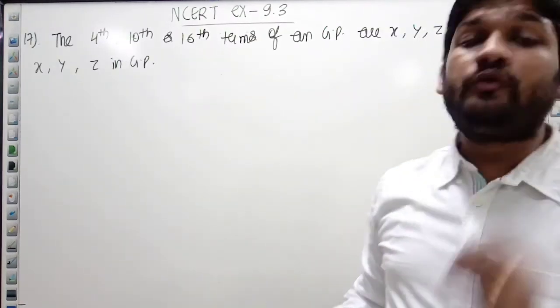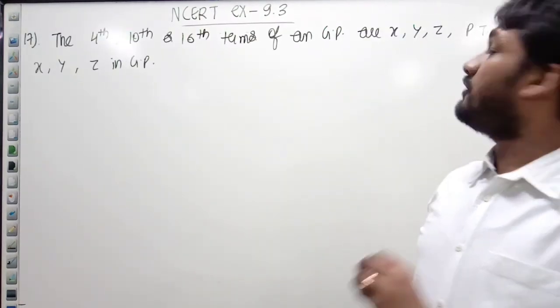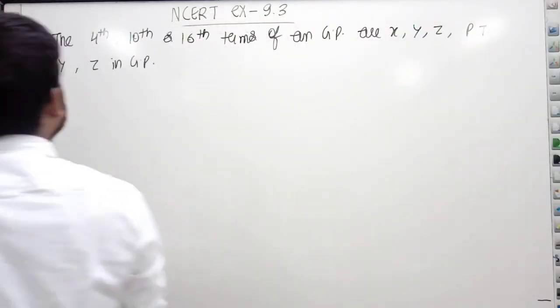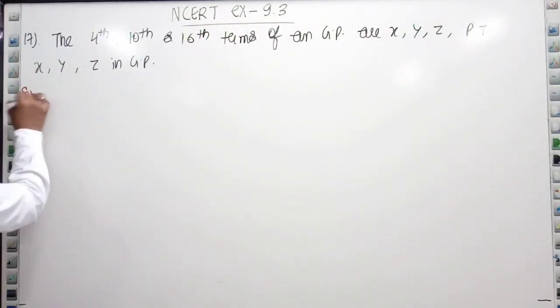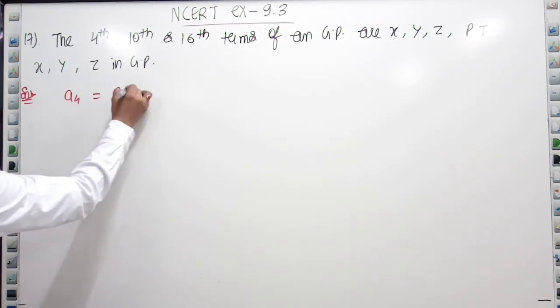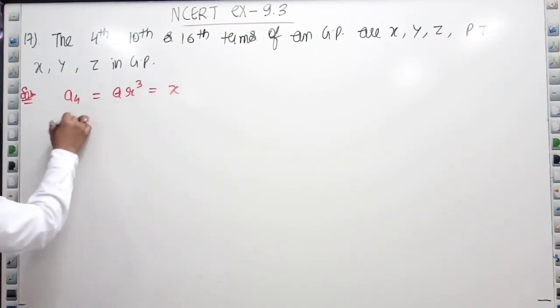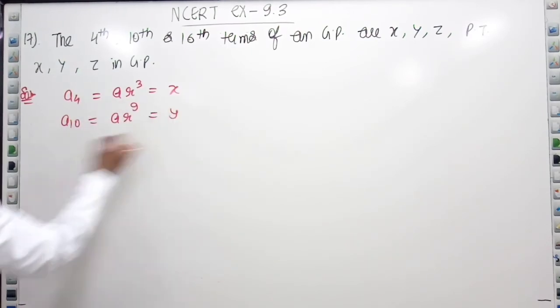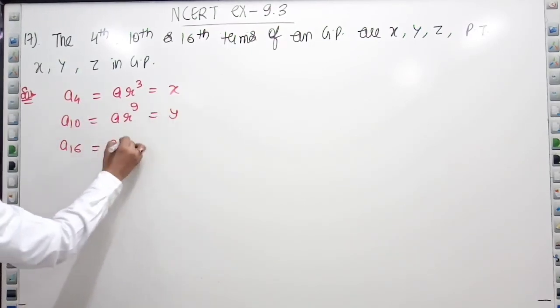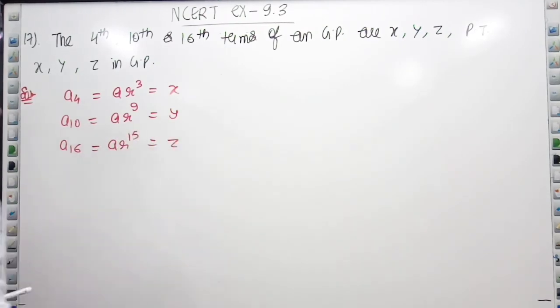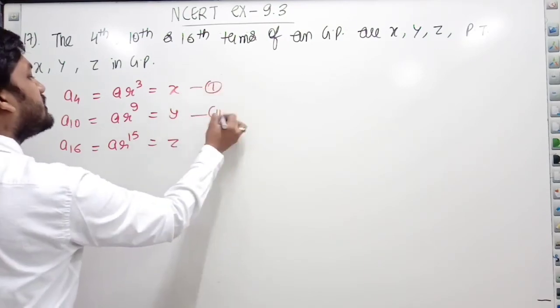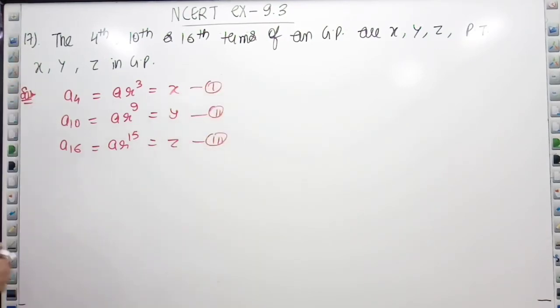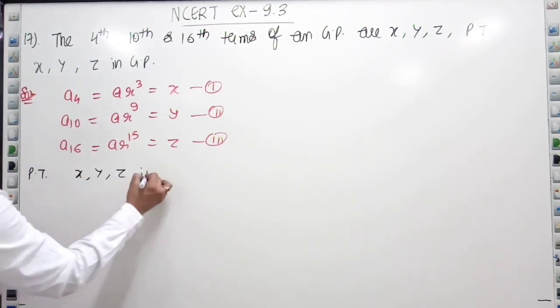Next is: the 4th, 10th and 16th terms of a GP are x, y, z. So what is given to us? The 4th term is ar cube equal to x, the 10th term ar to the power 9 equal to y, and the 16th term ar to the power 15 equal to z. These are 3 terms which are x, y, z: equation number 1, equation number 2, equation number 3. Now we need to prove x, y, z are in GP.